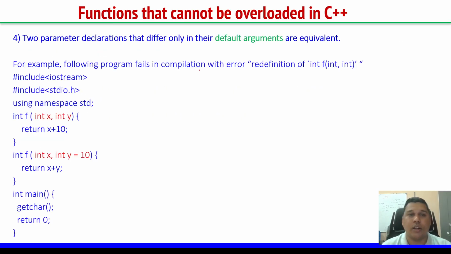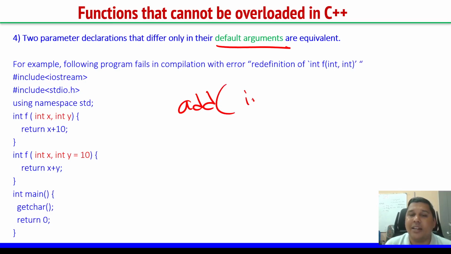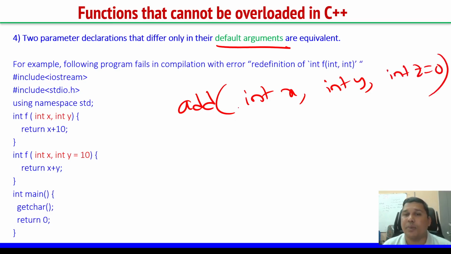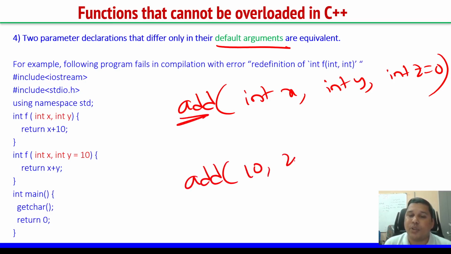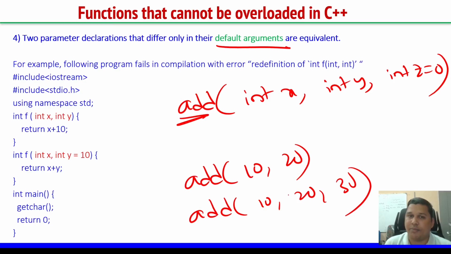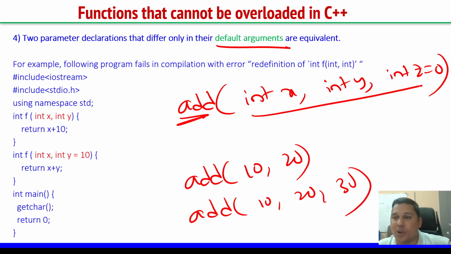So this is also over. Now, two parameter declarations that differ only in default arguments. I already taught you what default arguments are. You can have the same function add with int x, int y, and int z equal to 0. Like this, you can give three parameters. So you can call this function add with either 10, 20, or with 10, 20, 30. I think we discussed this already.